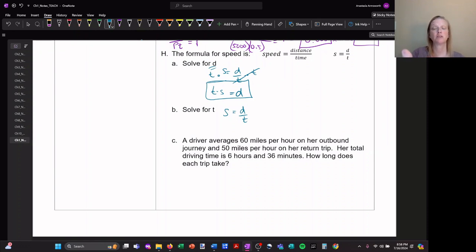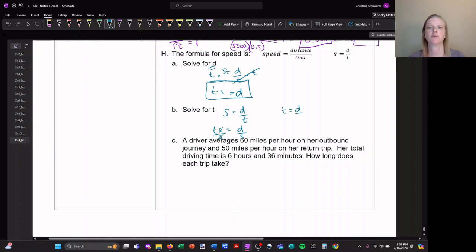One way to do that is what I did in the previous section. I multiplied both sides of the equation by T, and that gave me TS equals D. Now T is up top. It's not in the denominator anymore. So now I can focus on getting rid of anything that's multiplying it. I'm going to divide the S away. And that leaves me with the equation T equals D divided by S.